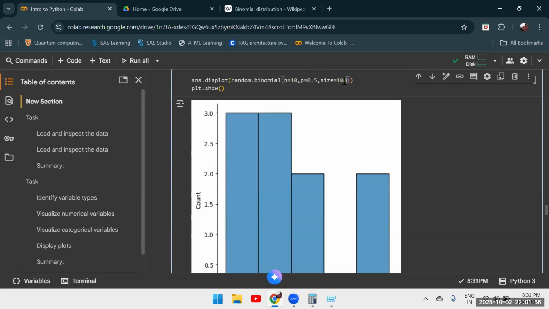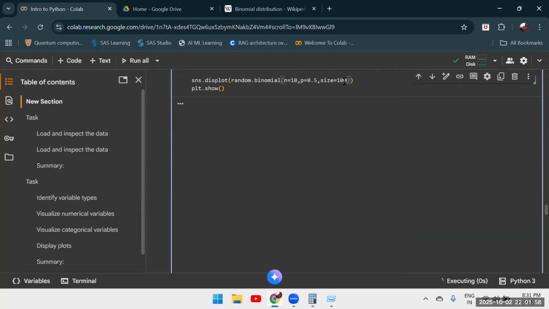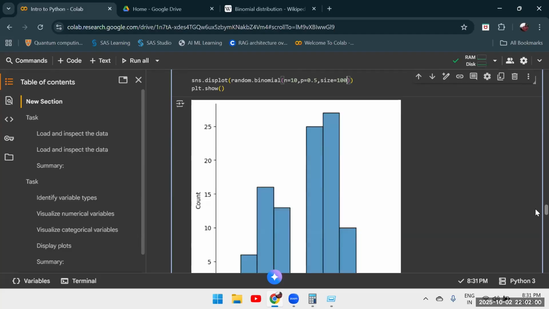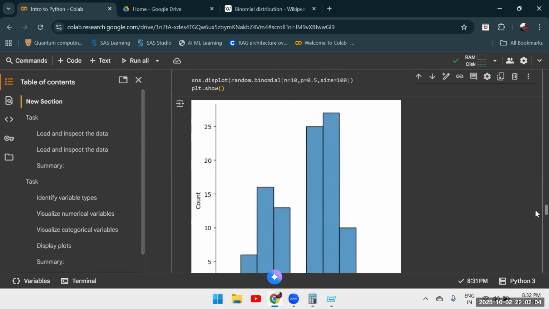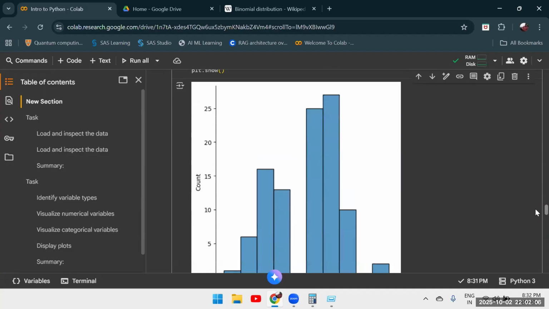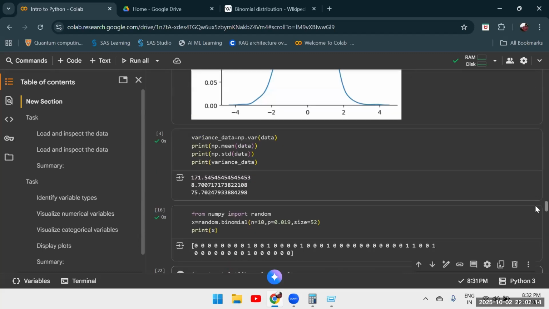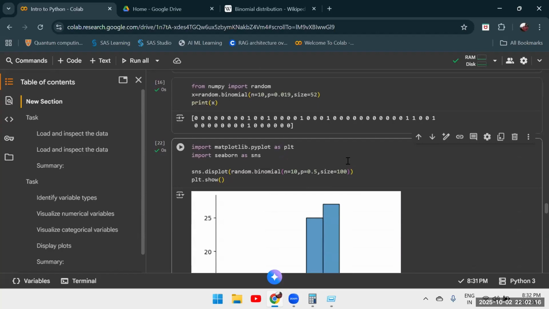If I'm saying it is going to be 100, this will be represented in form of bars. As the number of trials increases, there are more chances also. For example, for trial number 6 it is saying maybe 25 times. So the chances are higher as my number of trials also increases.